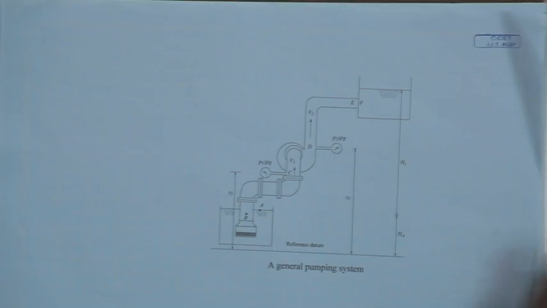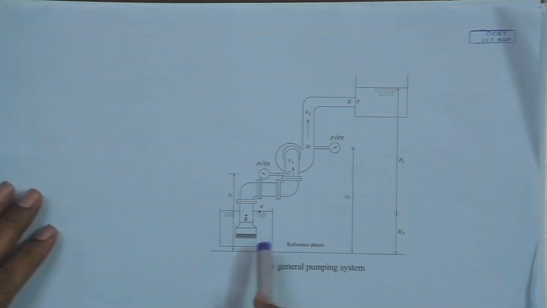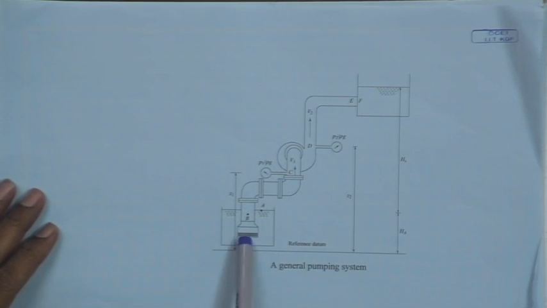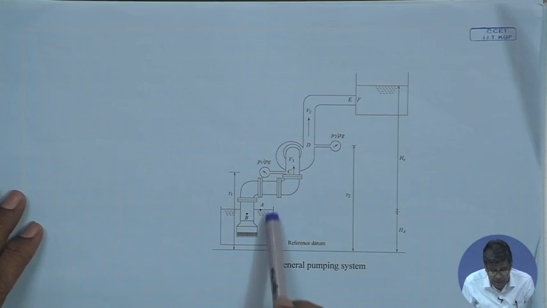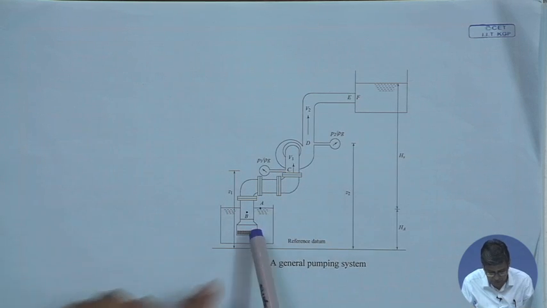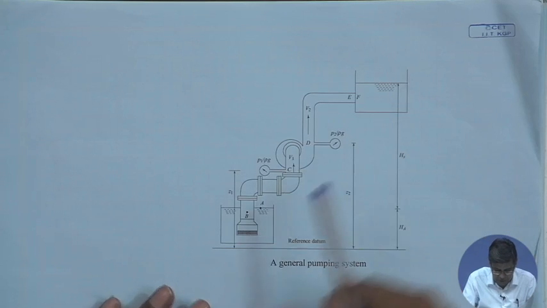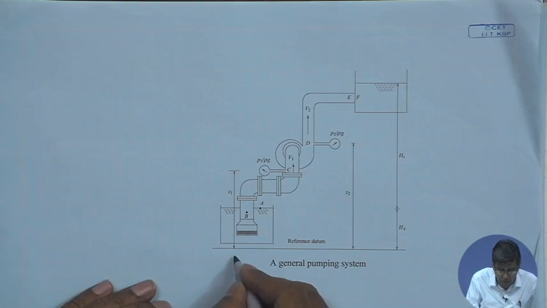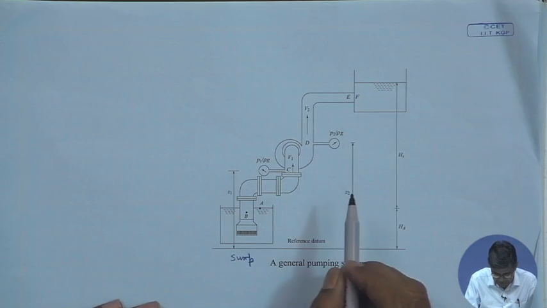Okay. For that, let us just see this picture. Here, this is a system, this is a centrifugal pump. There are two reservoirs. Here it is explained in terms of water lifting from a lower reservoir to a higher reservoir. This is the lower reservoir, this is the higher reservoir. The lower reservoir is usually known as the sump, while this is the higher reservoir.